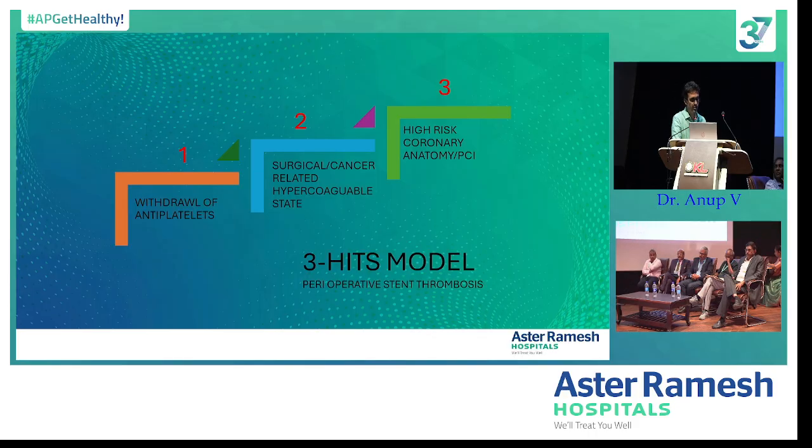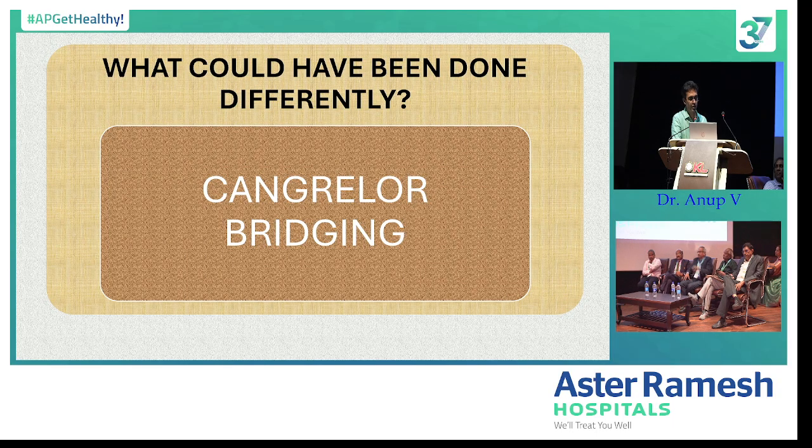So this is the important thing, like the 3 hits model in the onco-cardiology circles, not like in the guidelines. Whenever you withdraw the platelets, that's the first hit, and the second hit is when you're going into a proper surgical cancer surgery. And the third and the biggest hit is that you have a high risk coronary anatomy. So if you have all these 3, you are definitely going to have that perioperative cardiac risk unless you plan the surgery properly. So what could have been done differently in this case?